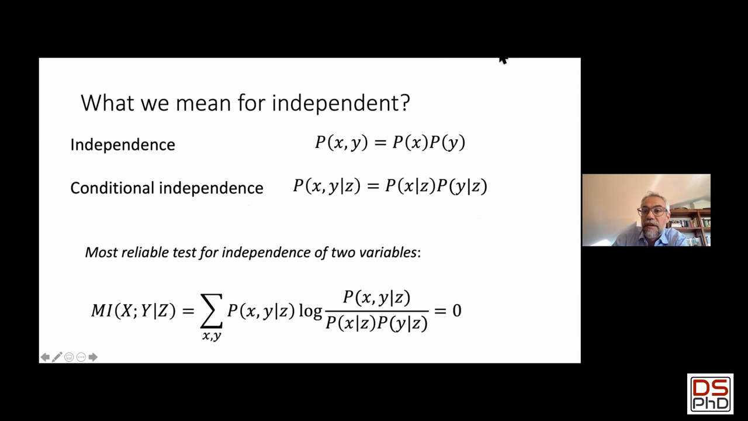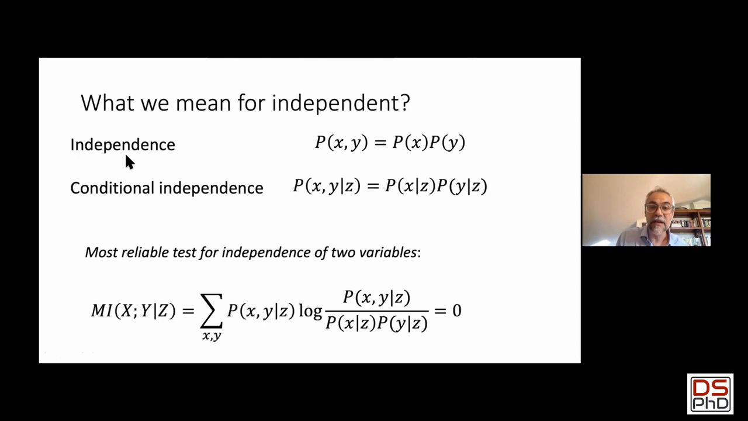If the two variables x and y conditioned on z are independent, then the numerator, the probability of x and y given z, is equivalent to the product of the two probabilities. So if the numerator and denominator, the up and down of the ratio, are equal, the result is one. So the logarithm of one is zero. And so you see that you capture independence in this way.